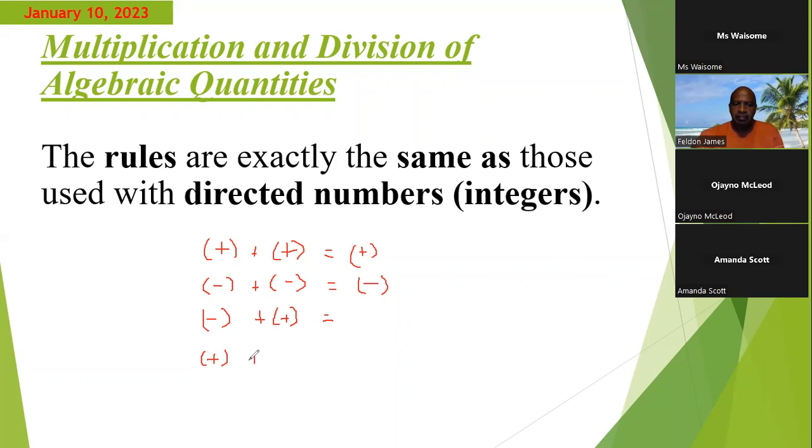I'm not sure. Anybody else want to add something to this? Can anybody else say what happened for these two last rules? So we have 1, 2, 3, 4 rules here that we would have learned when we're adding negative and positive numbers. Give me a second, guys.